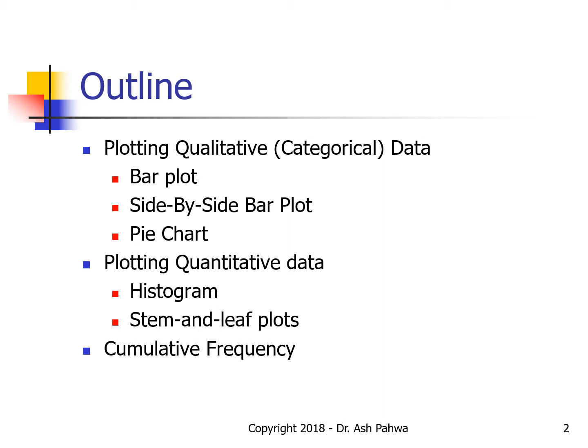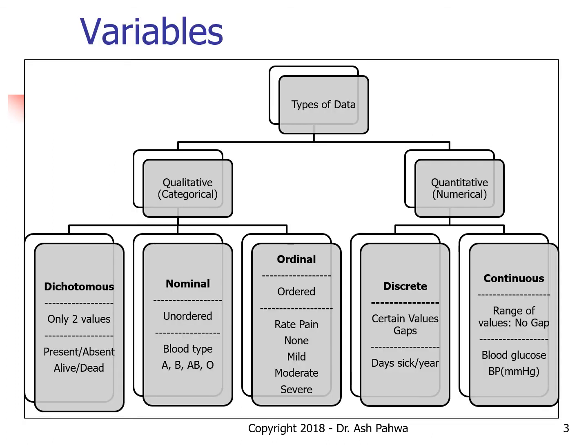For the quantitative data, we can either plot a histogram or use stem and leaf plots. Quantitative data can be discrete or continuous. So we can have a histogram for the discrete case as well as for the continuous case. If we have continuous data, we can also plot the stem and leaf, and we can also plot the cumulative frequency plots. So we are going to discuss all of these plots in this lesson.